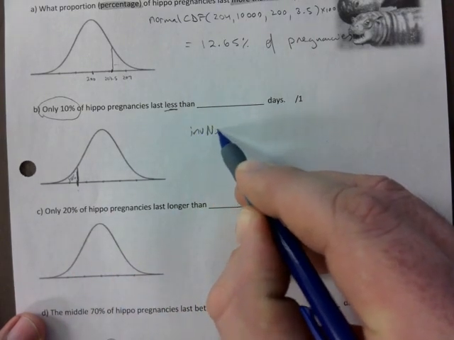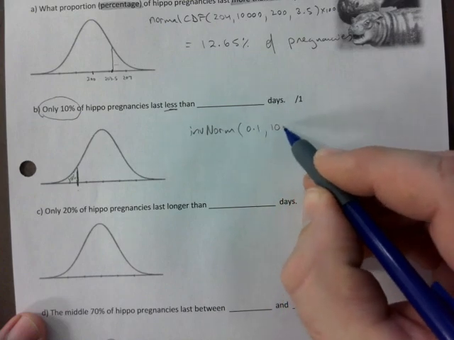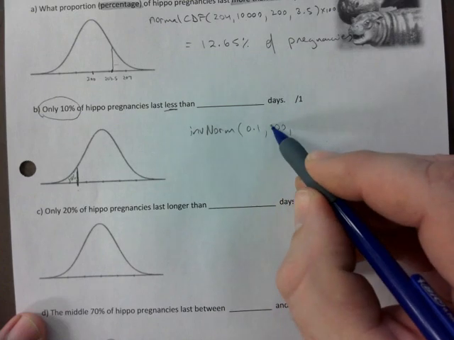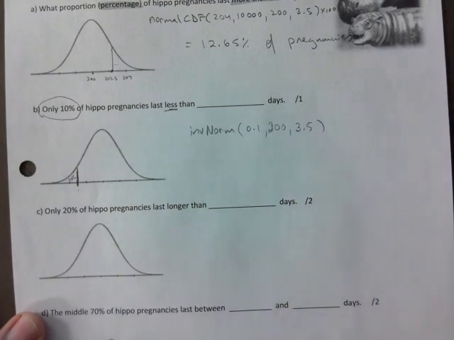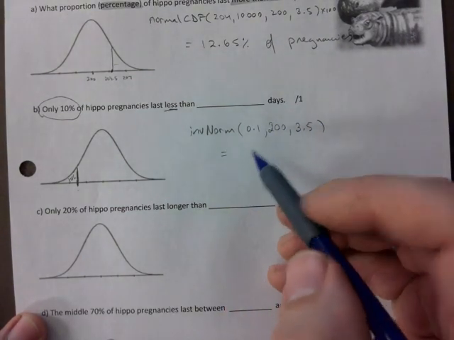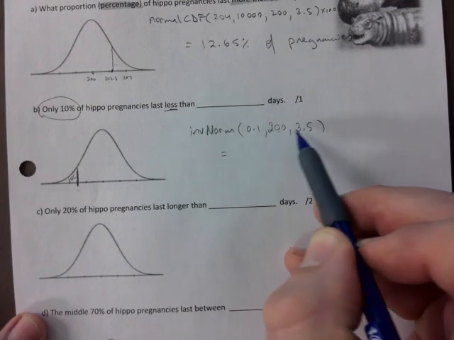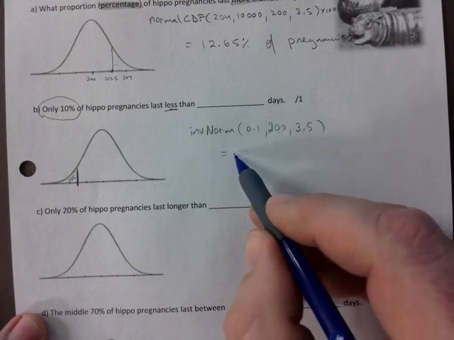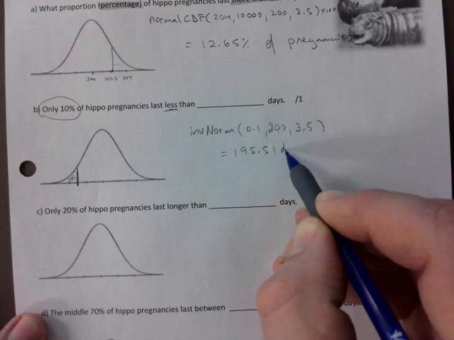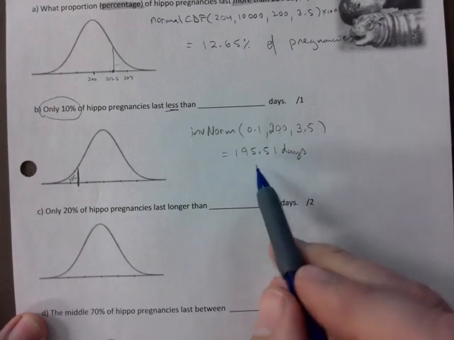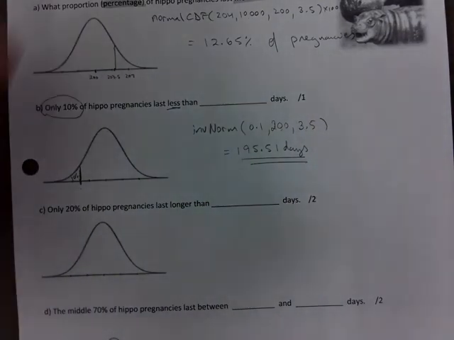So inverse norm it is. Inverse norm 0.1, 200, 3.5. And whatever you get here is going to have the same units as your mean and standard deviation. And you get 195.51 days. That is your answer there.